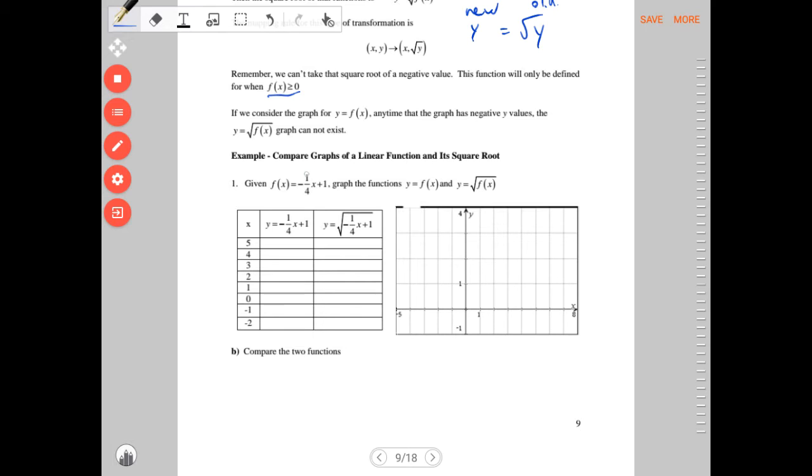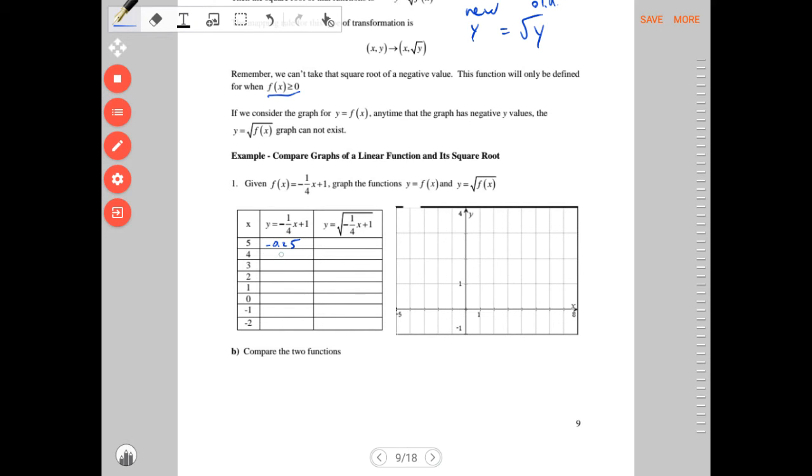Given f of x equals negative 1/4 x plus 1, graph the functions f of x and y equals root f of x. I've got a table of values ready for you. You really don't need them for the line, but that's okay. Let's just fill in the table of values. When x is 5, negative 1/4 times 5 is negative 5/4, plus 1, so that's going to be negative 0.25.